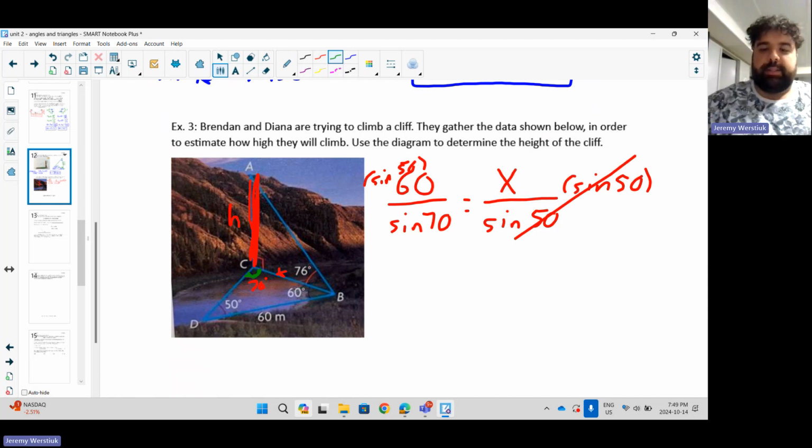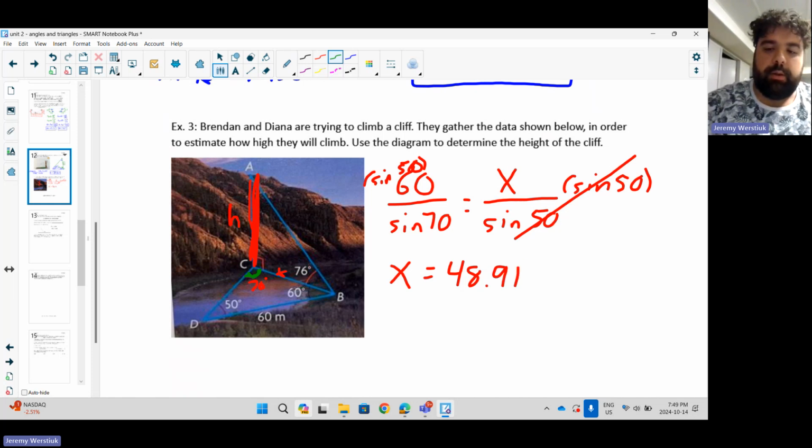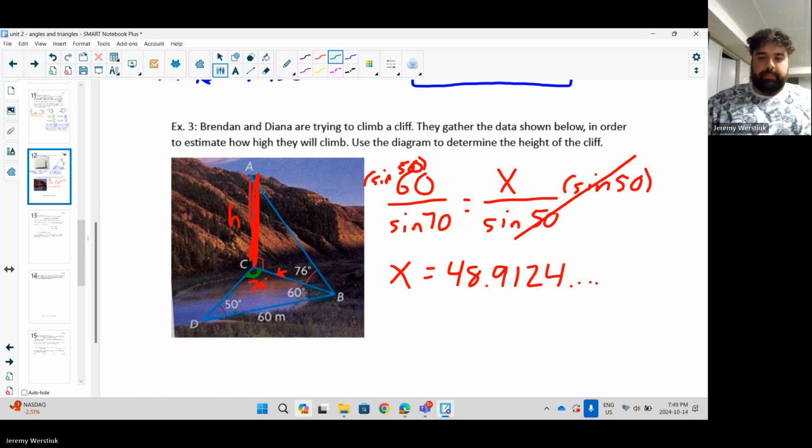The sine 50s cancel out. I've got x equals sine of 50 times 60 divided by sine of 70. When I do that, I get an answer on my calculator that reads something like 48.9124, blah, blah, blah. It's going to go on, right?